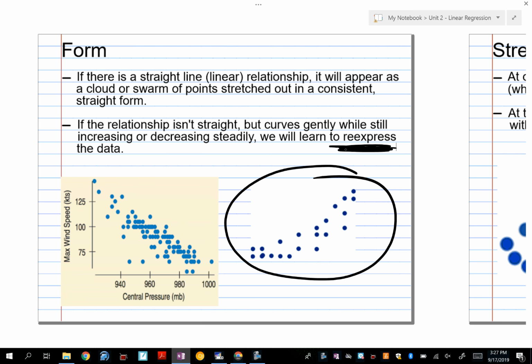I circled this one because this one is not linear, right? So all the stuff I'm going to teach you to do, you would not do it for this one because this one is not linear.